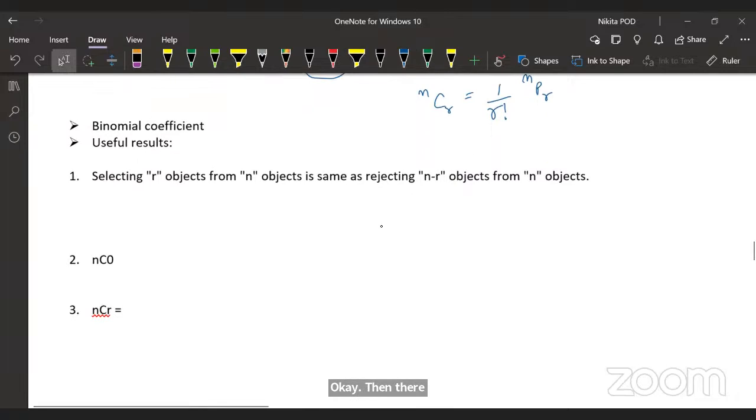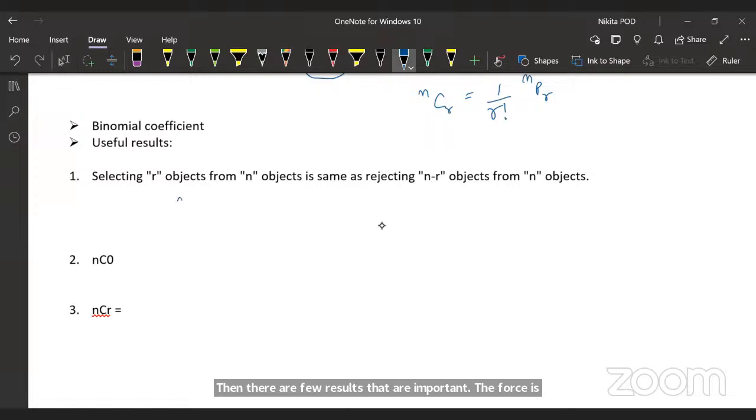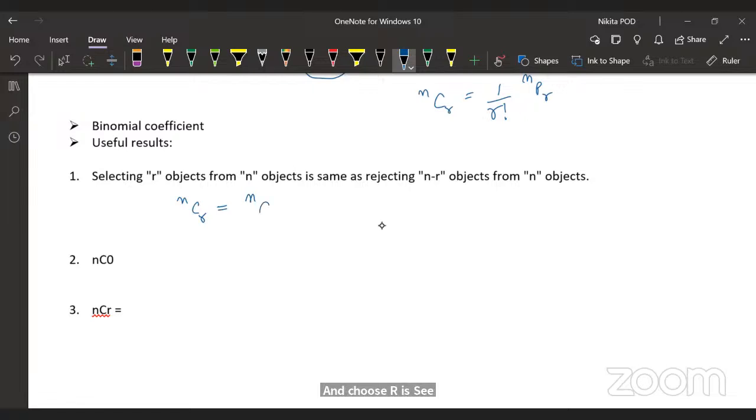Then there are a few results that are important over here. The first is n choose R is the same as n choose n minus R. Selecting R objects out of n objects is the same as not selecting n minus R objects out of n objects. I mean, you select R objects or you reject n minus R objects. It's the same thing. So this is what this equation says.